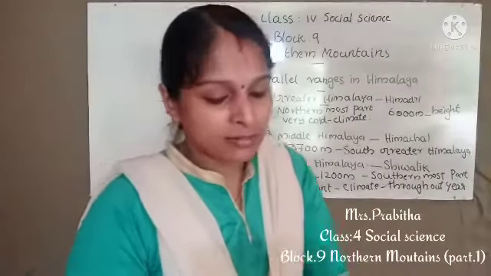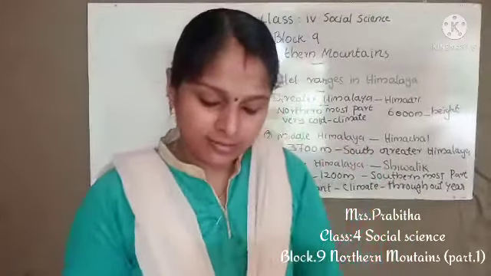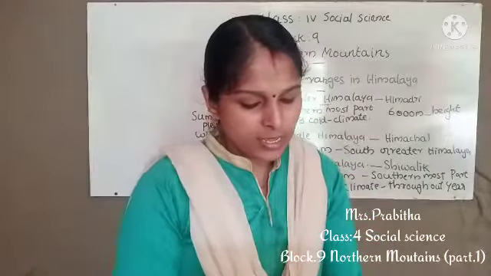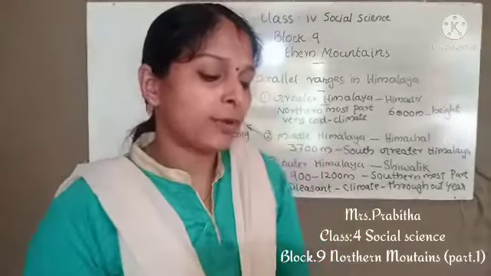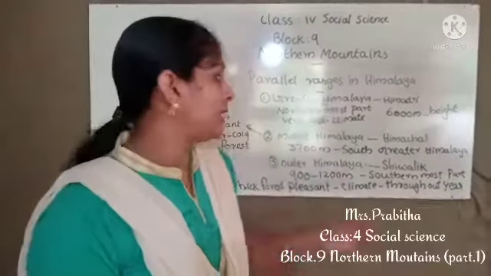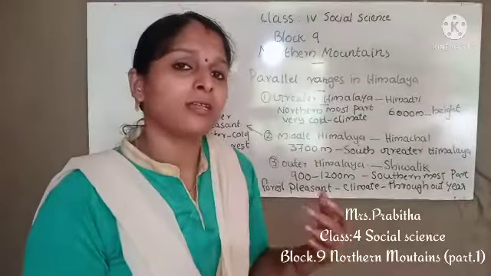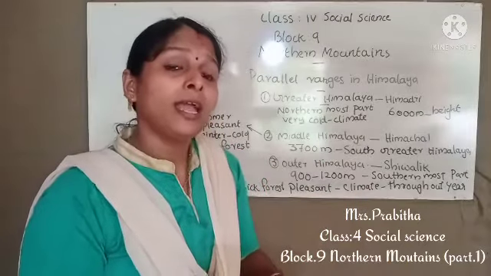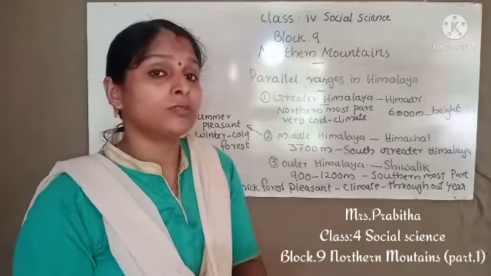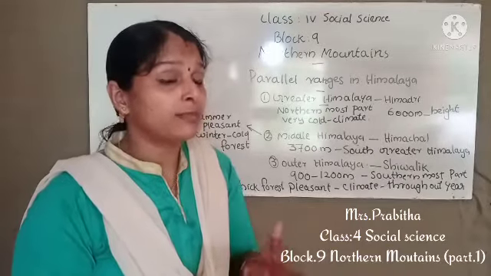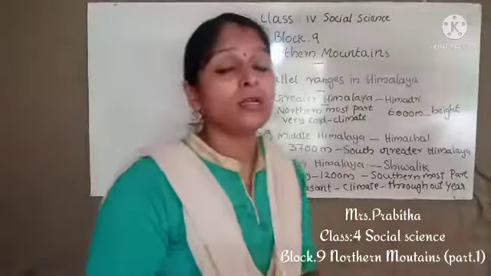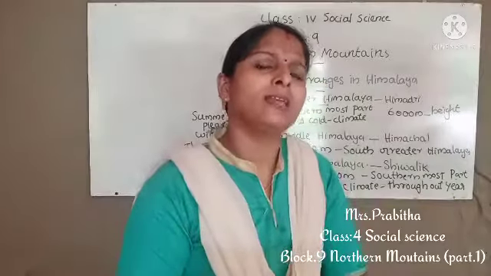Then we have to do one practice question. Workbook we can discuss in the next class. Practice question number 2: write 2 features about Greater Himalaya. We studied Greater Himalayas are in the northernmost part of Himalaya, the average height is 6,000 meter, and the climate is cold here. Many peaks are situated here like Mount Everest and Kanchenjunga. It is also called Himadri. Like that you can write your answers.